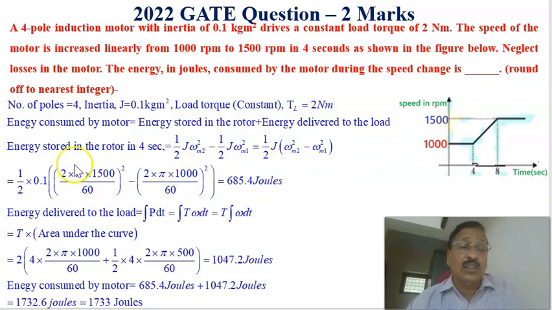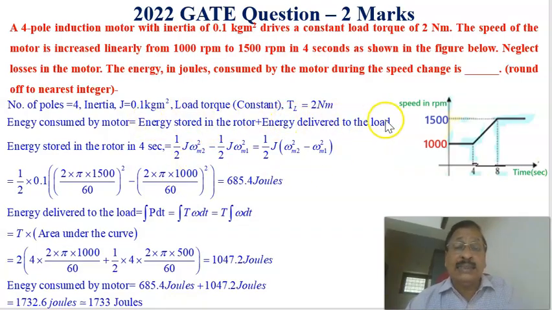This is omega m2, and this is omega m1. Omega m2 square minus omega m1 square, times J, the moment of inertia, which is 0.1 kilogram meter square, and half of that. That gives 685.4 joules. That much is the energy stored in the rotor when the speed of the motor changes from 1000 rpm to 1500 rpm.